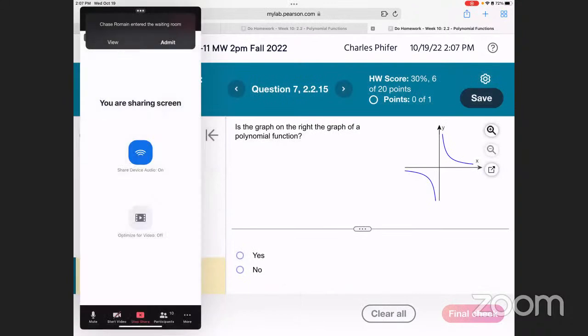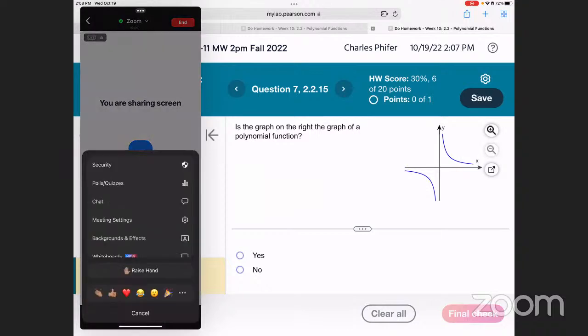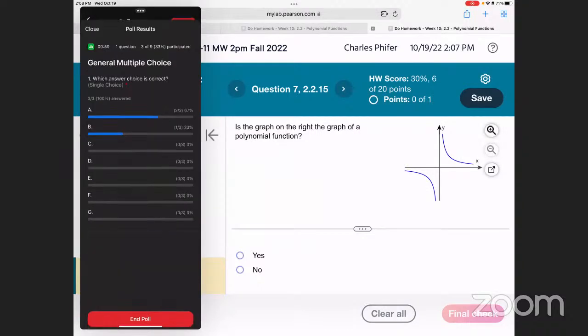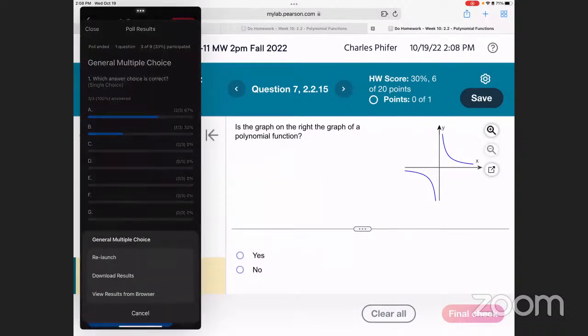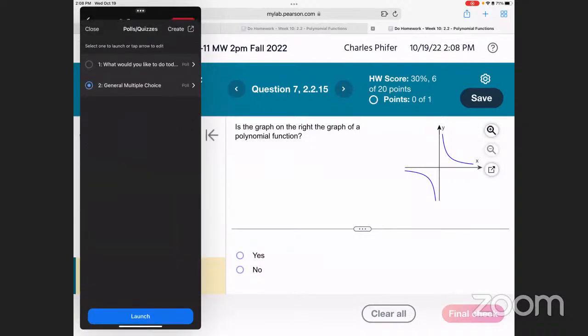Let me check something. Let me let him in. Right here. Okay, let's keep going. But our polls and quizzes. Let's relaunch this poll. Okay, launch.